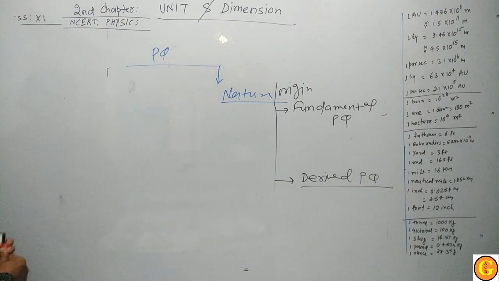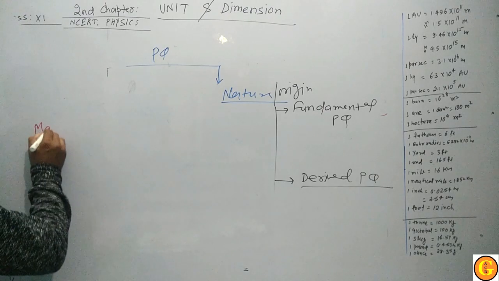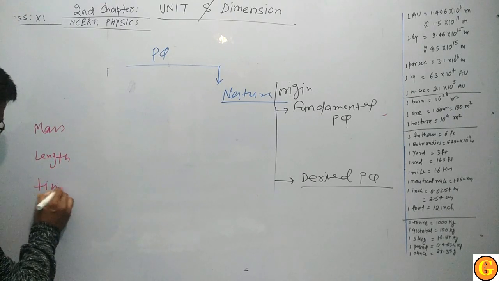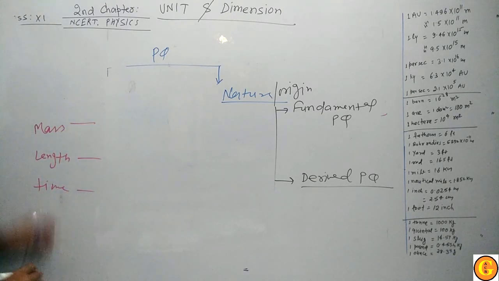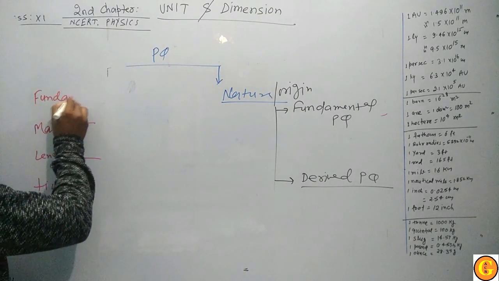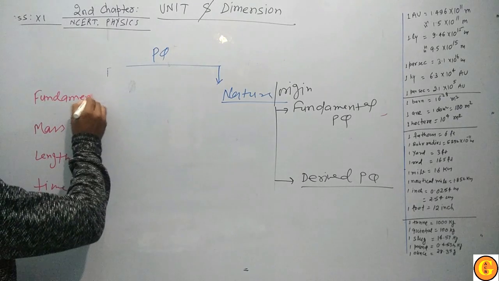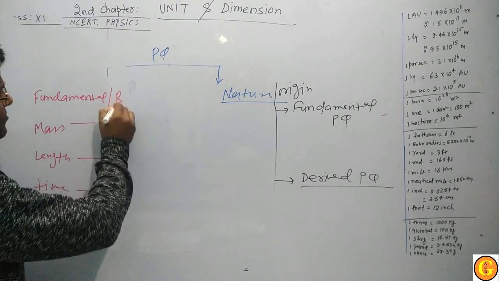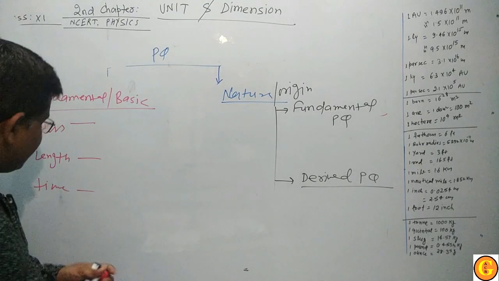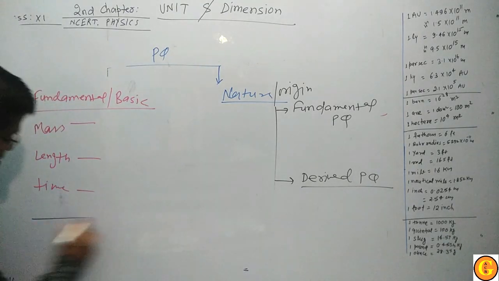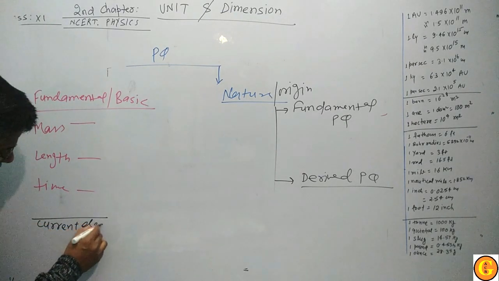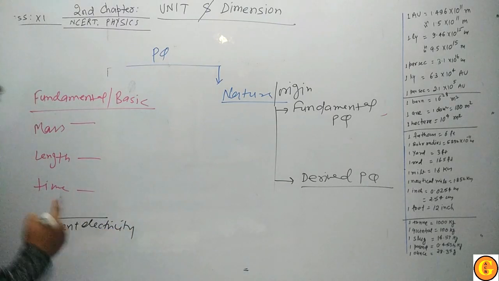Generally, mass, length and time are considered fundamental physical quantities. Fundamental is also called basic. And more, just like current, electricity, is also fundamental.